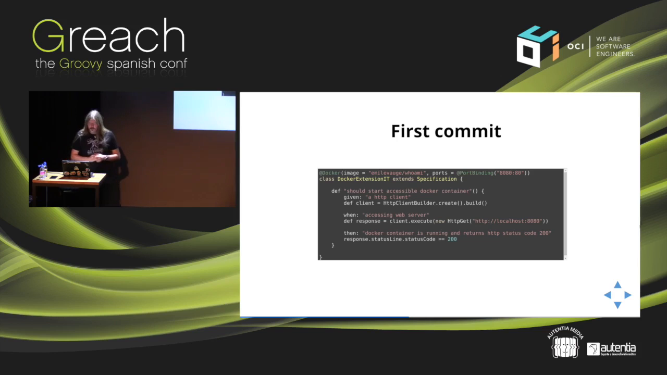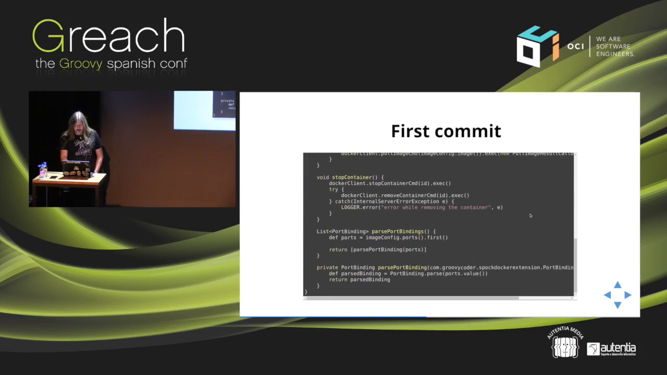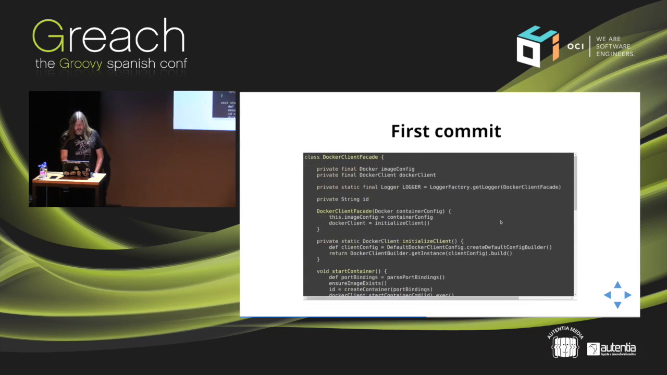That's basically what the first commit looked like, and it did work. It did basically do the job for what I wanted to achieve at this point. That's the implementation of this Spocker extension, basically. All it's doing is starting the container before the specification starts, and then stopping the container afterwards. So really simple. And this is a bit longer. This is the implementation using the Docker Java client, which is quite verbose and not that nice to use, but it's okay, and it's one of the most widely used Docker libraries in the Java world.